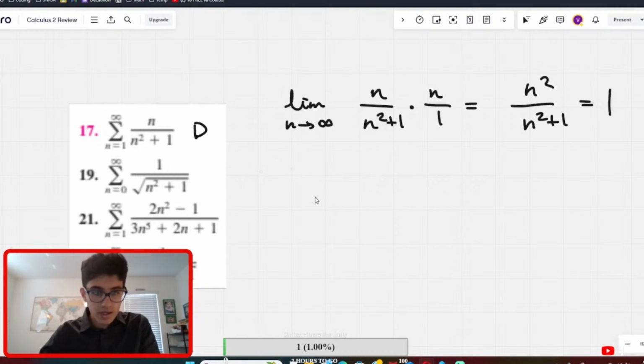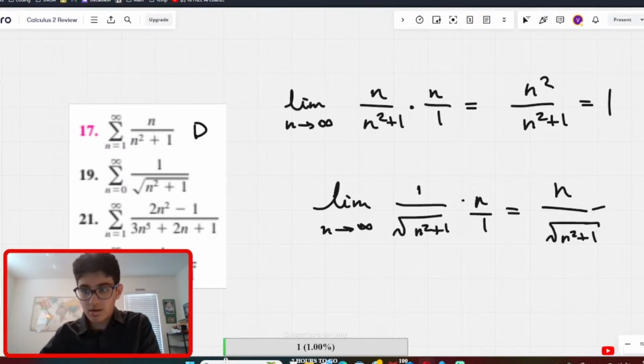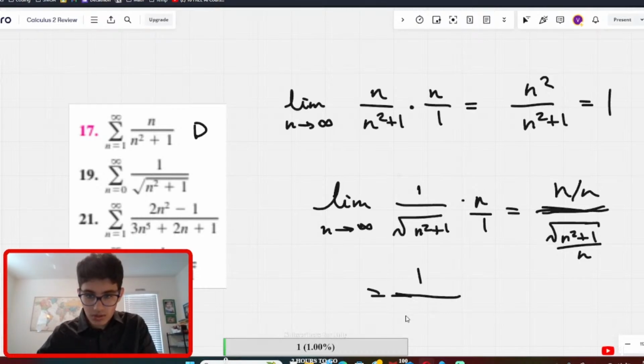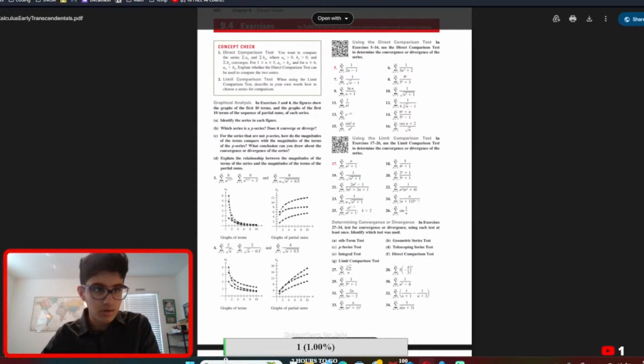What about this one? I think we can use the same exact function there, right? So limit as n goes to infinity of 1 over the square root of n squared plus 1 times n over 1 is equal to n over the square root of n squared plus 1. What do they want us to do over here? Yeah, they want us to divide both sides by n, right? So that gives you 1 over the square root of 1 plus 1 over n squared, which becomes 1. Again, this diverges, so this also diverges. Do all of them diverge? Okay, no, not all of them. Not necessarily.